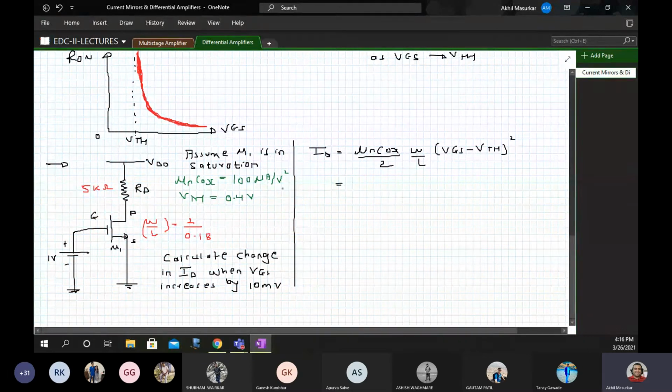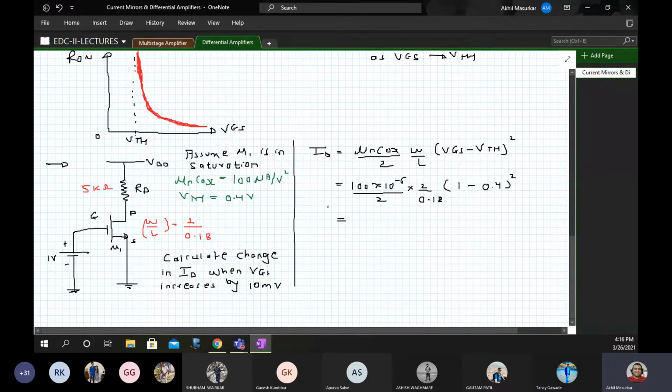So mu n COX is given to us, that is 100 into 10 raised to minus 6 upon 2. W by L is 2 upon 0.18. VGS is VG minus VS. So you can see here VGS is 1 volt, minus VTH is given to us, that is 0.4, the whole square. Please tell me what is the value of ID.